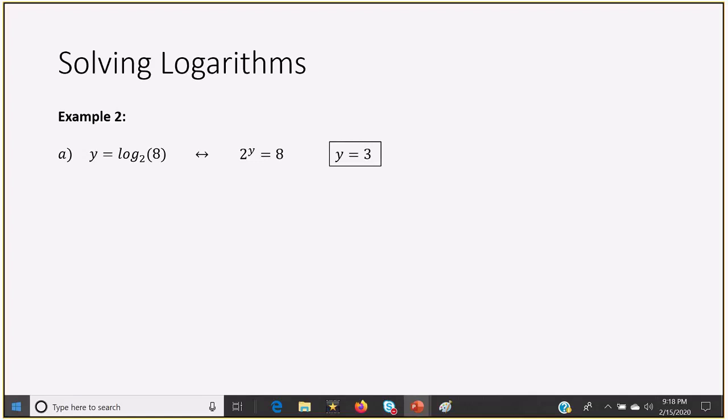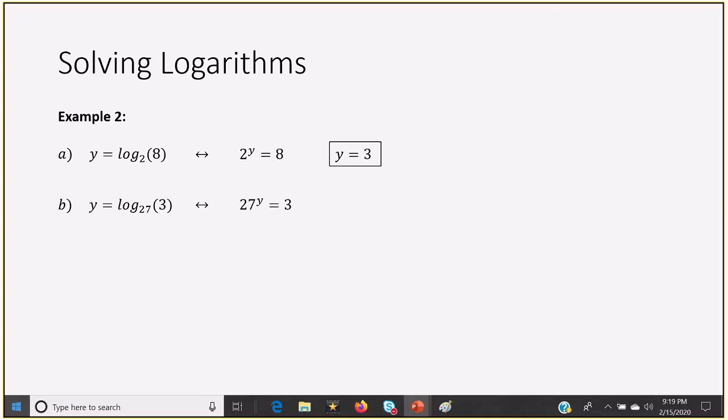That's the connection that I want to hammer home: it seems like logs are weird beasts that follow their own rules. Well, if we can translate it into an exponential, they're not as terrifying. So let's see it again. y is equal to log base 27 of 3. I'm going to translate it again, so I'm going to move the 27 over. And so I get 27 to the power of y is equal to 3.